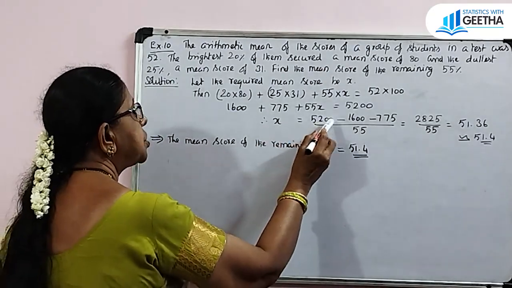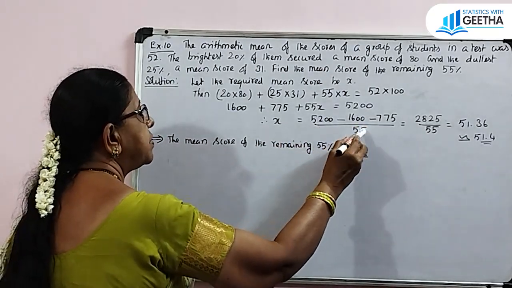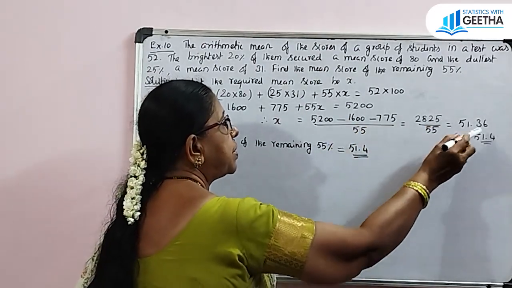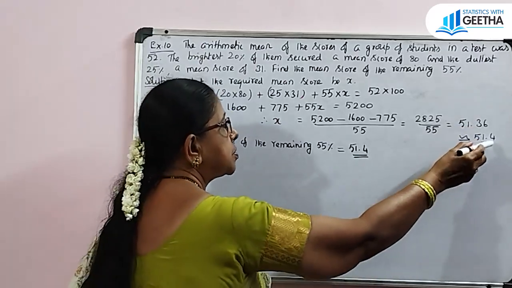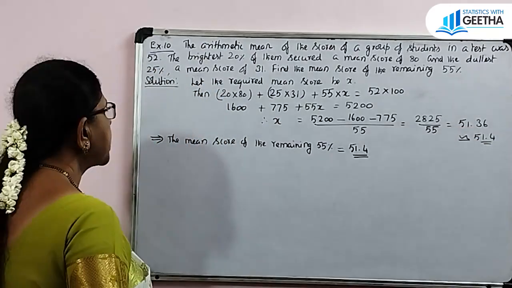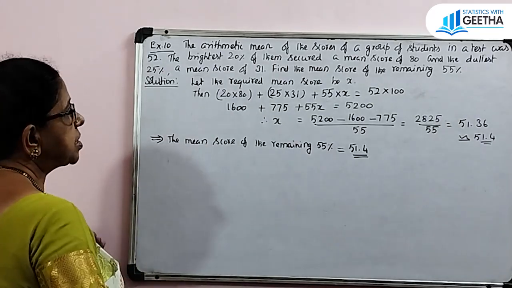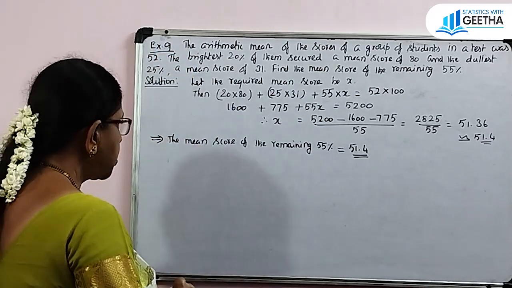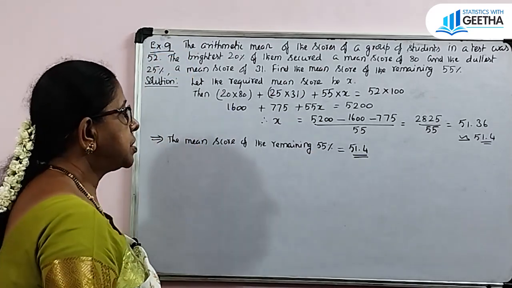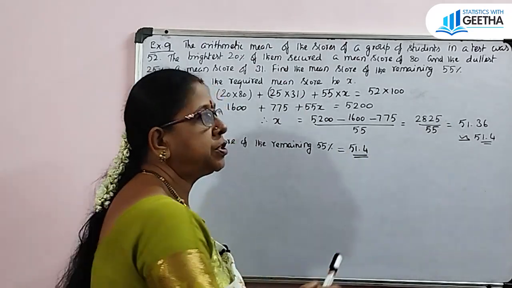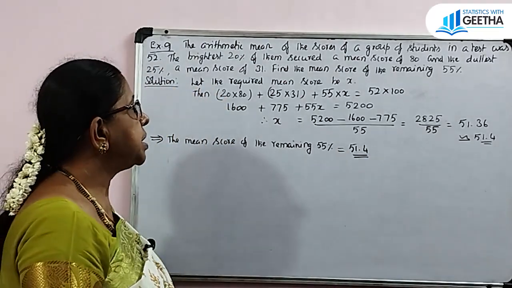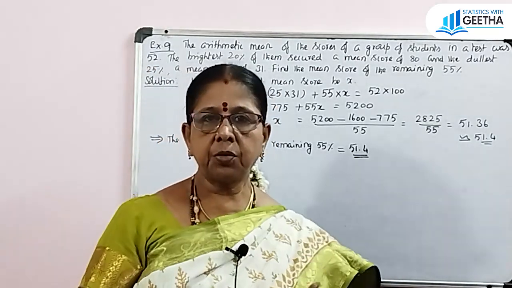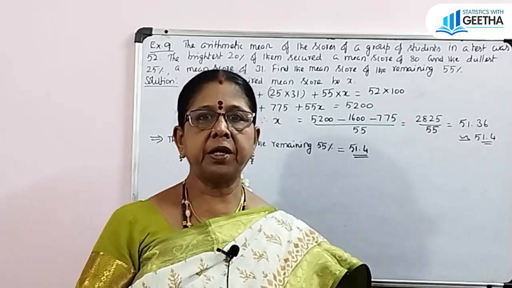Therefore x equal to 5200 minus 1600 minus 775 divided by 55, that is 2825 by 55, that is 51.36. This is approximately equal to 51.4 எழுதலாம். Therefore the mean score of the remaining 55% is 51.4. This is actually exercise number 9. So the mean score of the remaining 55% students வந்து எத்தனை மார்க், 51.4. That is the mark scored by the mean score. So இது மாதிரி நம்ம average வந்து கொடுத்துருந்தா என்ன கொடுத்துருக்குன்னு பார்த்து அதுக்கு தகுந்த மாதிரி நம்ம alternative ஆக பண்ணலாம்.